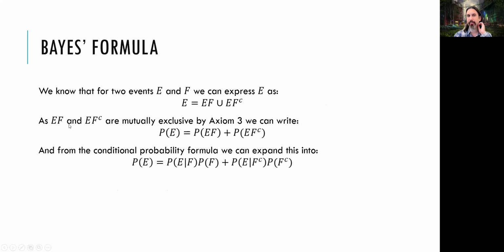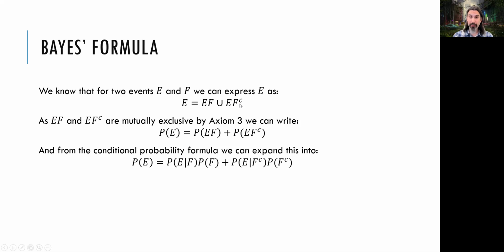But to start with this one, we have to remember a few set rules. The first one is the set E can be defined. The set and event are the same thing. As you can remember, set theory is very close to probability theory. The set E can be defined as the intersection of E and F, union of the intersection of E and F complementary.